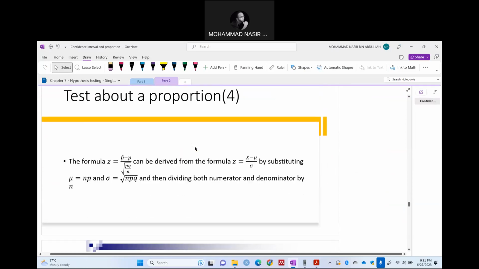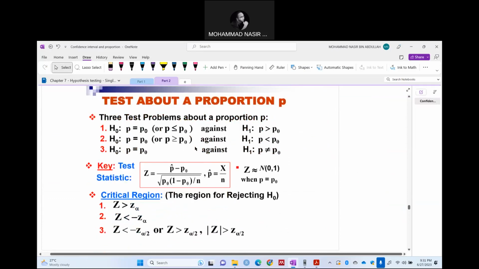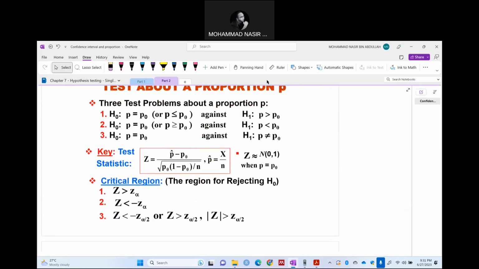So let's look at this one. Three test problems about proportion, right? Same as the previous one for the mean. If you have the null hypothesis P equal to P naught, the alternative hypothesis can be P less than P naught or P more than P naught. So this is a one-tail test. And we also have P not equal to P naught for two-tail tests.